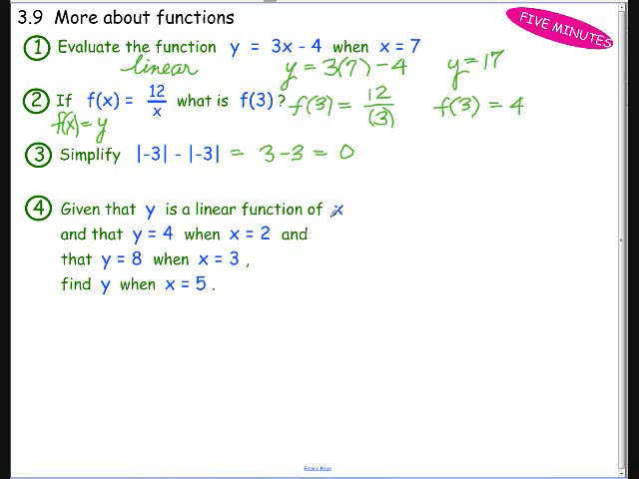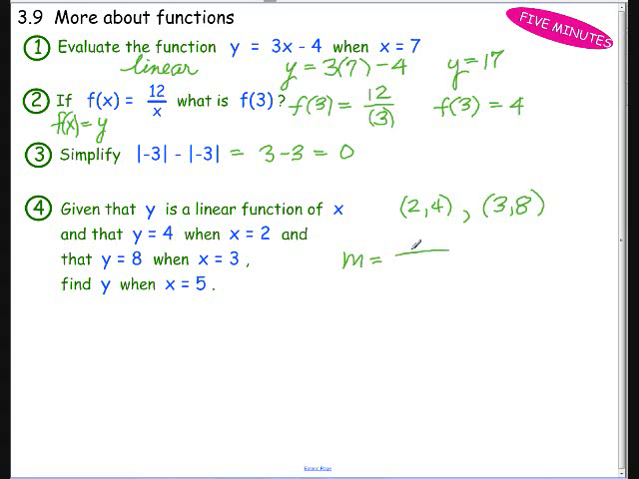Given that y is a linear function of x, and that y equals 4 when x equals 2, so we have one point, don't we? When x equals 2, y equals 4, and we also have another point. When x is 3, y is 8. Find y when x equals 5. So let's figure out what our function is first. We always start by figuring out what the slope is. At least, I think that's a smart way to go about it.